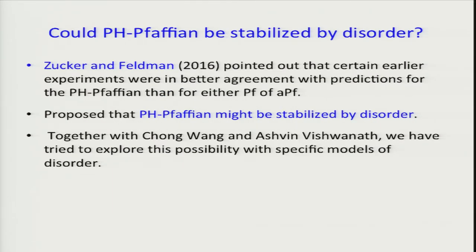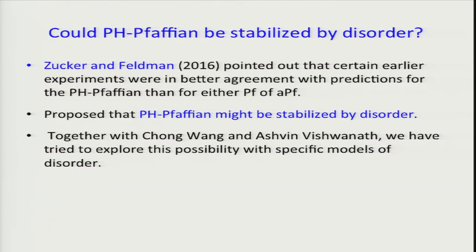So one possibility that has been proposed is that maybe somehow when you take disorder into account, it stabilizes this particle-hole symmetric state. Zucker and Feldman pointed out, a year ago, in 2016, that a number of experiments were in better agreement with this pH Pfaffian mythical state than with the other two, and they proposed that maybe it could somehow be stabilized by disorder. So we've actually looked at that a little bit more closely. After the experiments, we tried to see whether we could find some specific models of disorder that would actually do what they wanted.